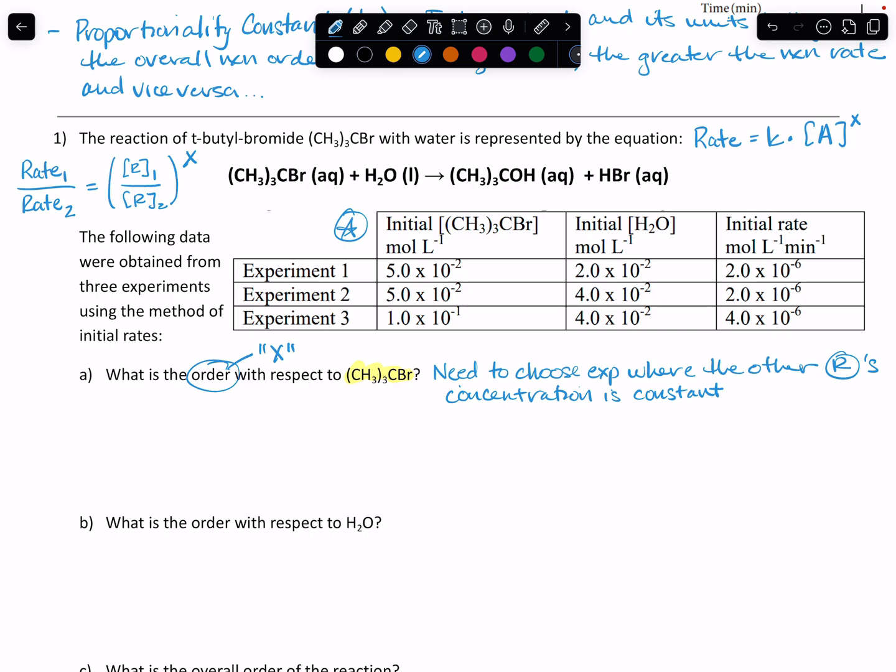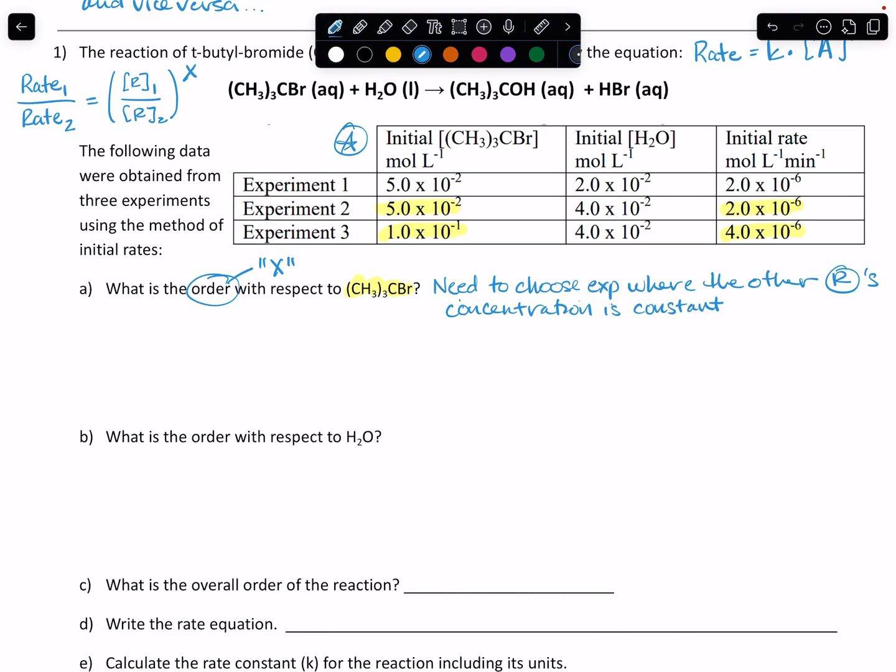All right. So if I look at these experiments, I want to keep the amount of H2O constant. I can see that they're constant for experiments 2 and 3. So I'm going to look at the data for experiments 2 and 3 and use that to set up my ratio to solve for X. I always put the larger number on top and the smaller number on the bottom. So the rate for experiment 3 is 4 times 10 to the negative 6, divided by 2 times 10 to the negative 6.